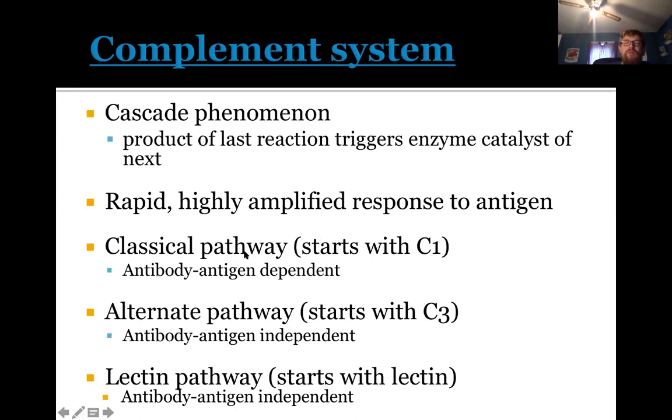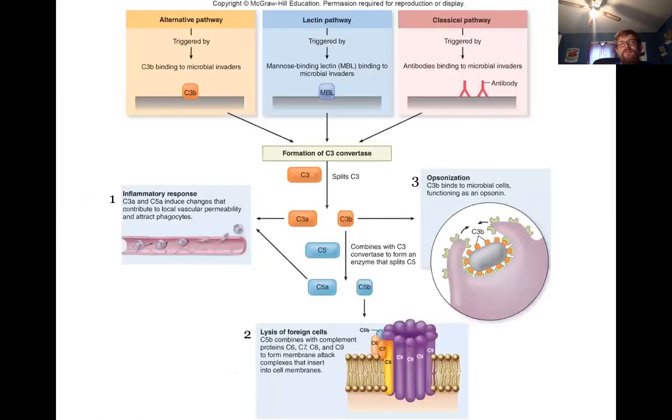You have the classical pathway, which is antibody antigen dependent. Your next two pathways, the alternative pathway and the lectin pathway, are antibody antigen independent. So for the classical pathway, you're going to need the presence of antibodies, and these antibodies are actually produced by the adaptive immune system. So that's another link between innate and adaptive.